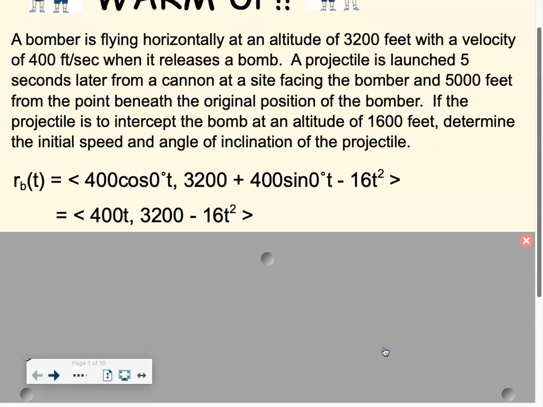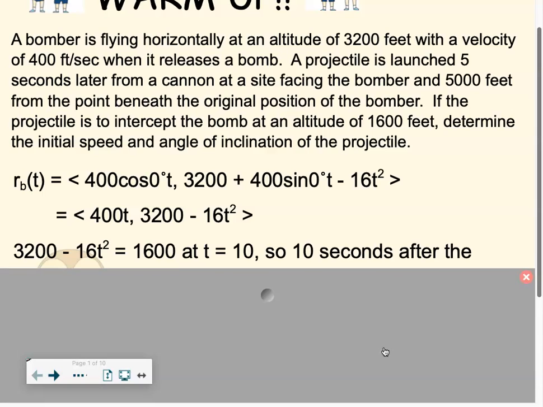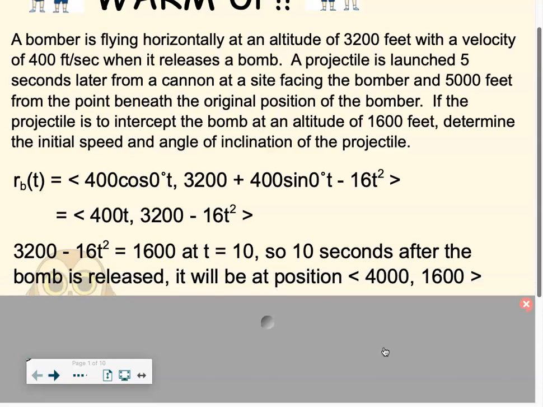So, plugging in, we've got our position function for the bomb, because we know that our initial height is 3,200, our initial velocity is 400, and our initial angle is 0. So we end up with a pretty easy position function. Setting your height equal to 1,600, you get a time of 10, which is kind of nice. Then if you plug in the 10, the horizontal position of the bomb is going to be 4,000. So the position of the bomb is 4,000 for your horizontal, 1,600 for the vertical.